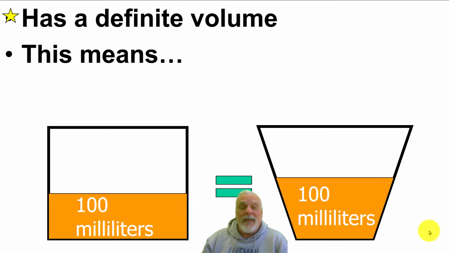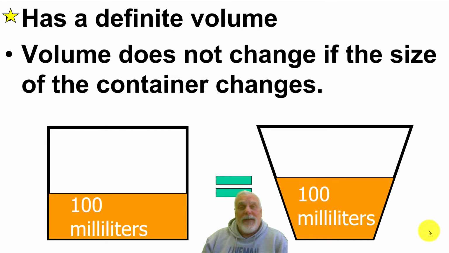This means that if I have 100 milliliters on the left, and then I pour it into the other shaped container on the right, the volume does not change if the size of the container changes. And you'll see that even though this liquid level is lower than this liquid level, it's the same amount. This container is more narrow, so the liquid will rise up to a higher distance than in here. This is the same amount of liquid, definite volume.